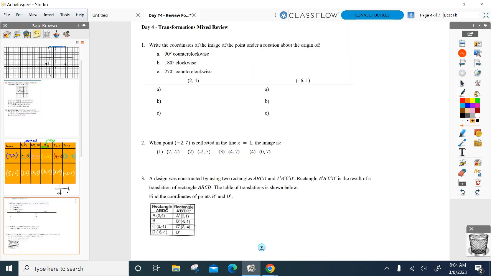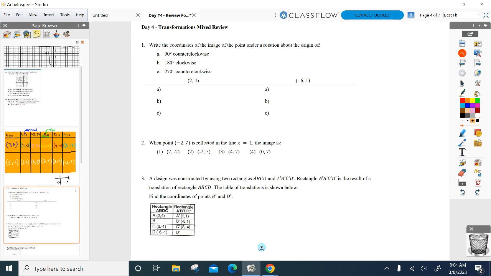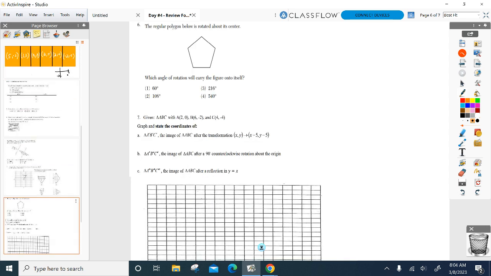When you guys get there, first one I want to do with you is problem number 6. We just haven't talked about anything like this, so I don't want to surprise you.